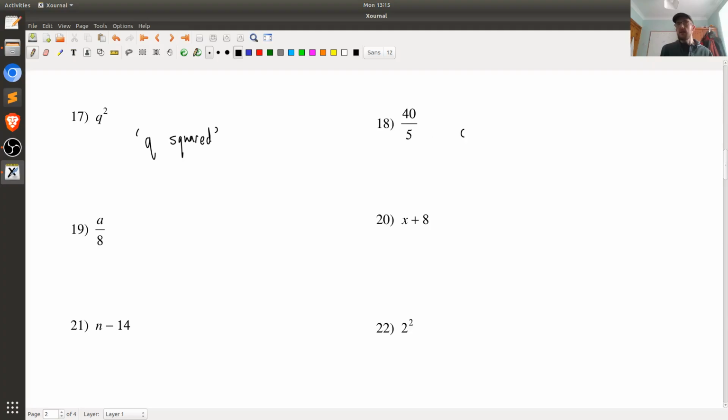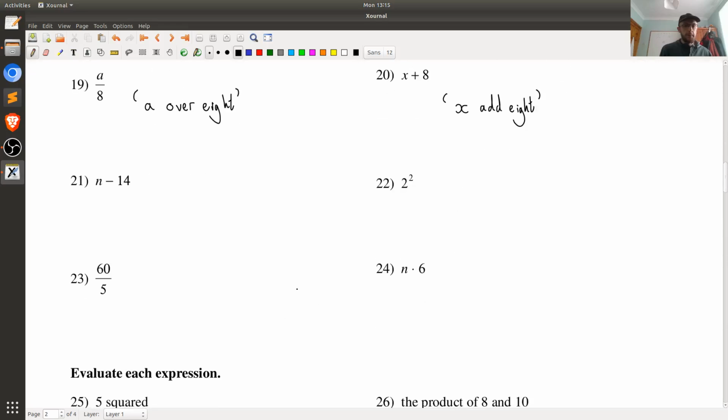It's tempting to say that to say this out loud, we would say the quotient of 40 and 5. But that sounds very clunky to the ear, so of course just say 40 over 5, although it would be technically correct. Here, similarly, a over 8. Then we can say x add 8. In this case, you could say x plus 8 or x add 8.